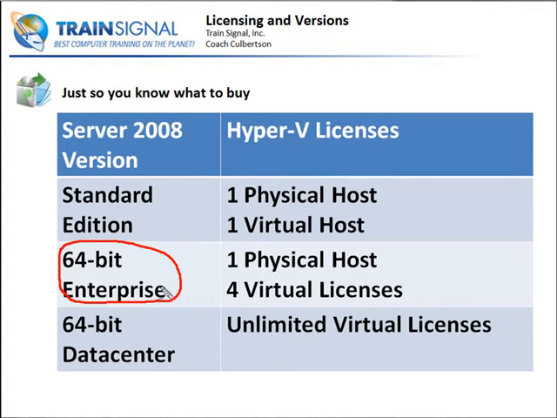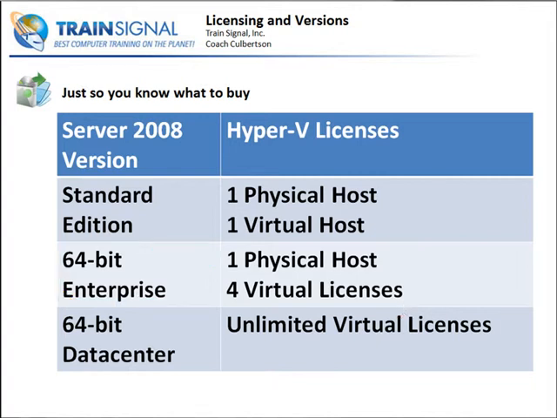All right, so even though technically if you buy the 32-bit Enterprise Edition, let me go ahead and put a 32 in here. If you buy the 32-bit Enterprise Edition, you still get these same licenses. So with Enterprise, you get one physical host and 4 virtual licenses as well. This is a really great option if you're starting to consolidate a small amount of servers, or you're going to be deploying a small amount of servers.